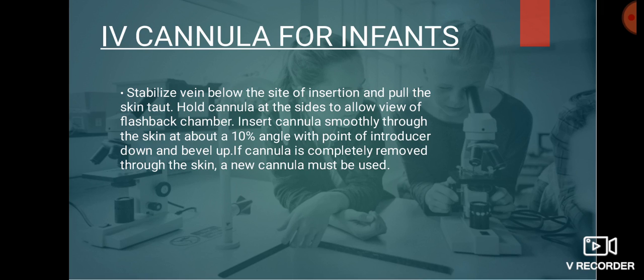Stabilize the vein below the site of insertion and pull the skin tightly. Hold the cannula at the sides to view the flashback chamber. The cannula must be inserted smoothly into the skin at a 10 degree angle, point down and bevel up. If the cannula is completely removed through the skin, then a new cannula must be used.